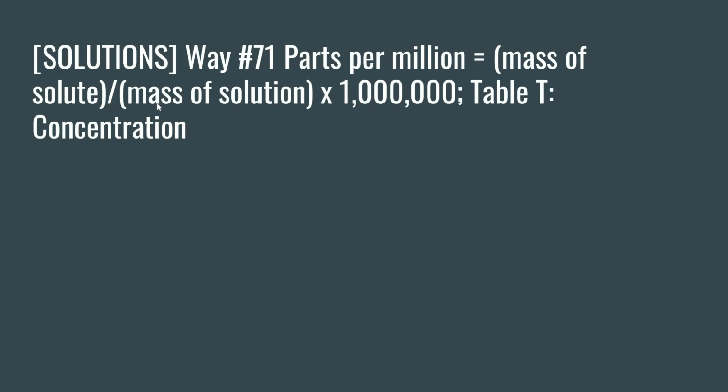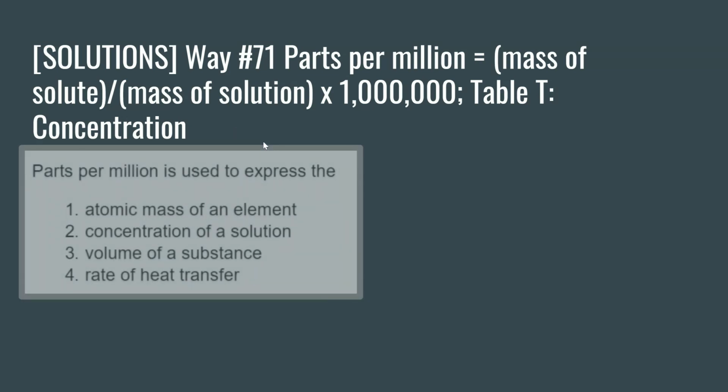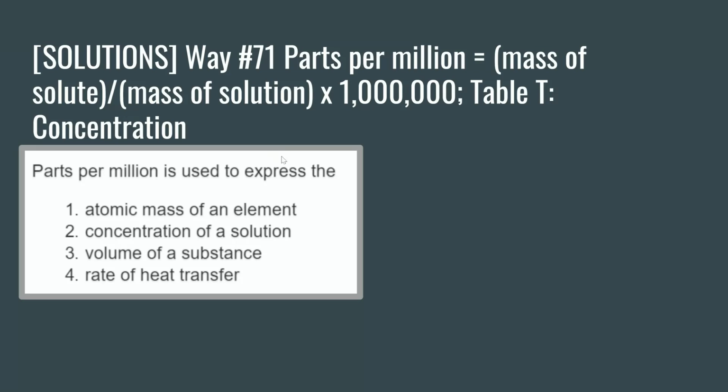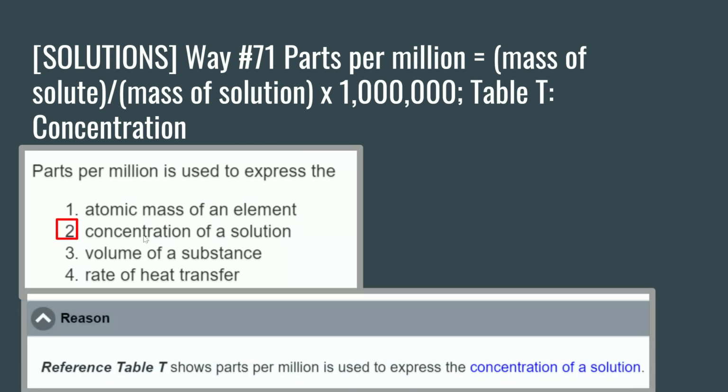And this tells you how many parts of solute per million of solution if we compare the two masses of the solute and solution. So let's try some problems. Parts per million is used to express... If you said 2, you got it correct because that's what parts per million is. It's representing concentration. You know that the other way to measure concentration is in terms of molarity, and we've already covered how to do that.